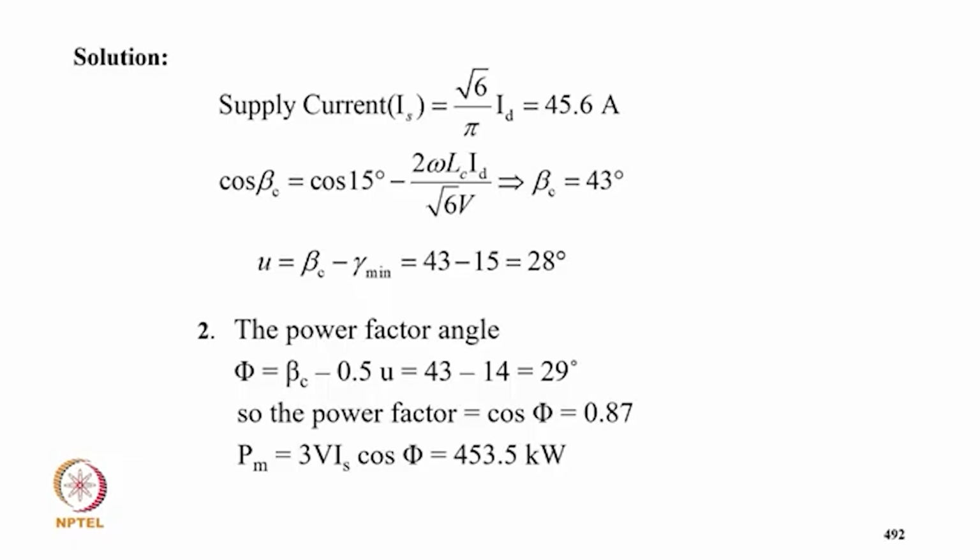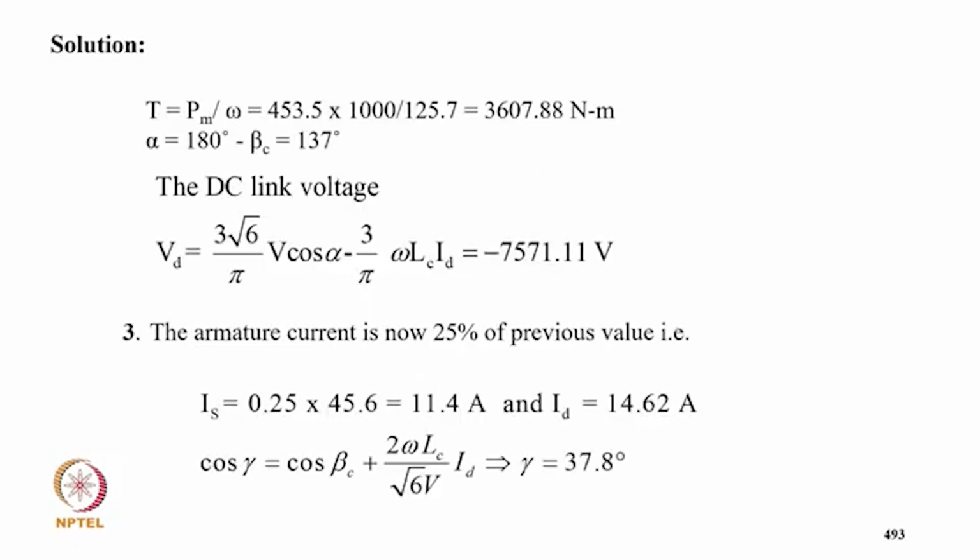The power factor angle is phi equal to beta C minus 0.5 mu, that comes to 29 degrees. So power factor is cos phi, 0.37. PM equal to 3 V I cos phi, that is 453.5 kilowatt, and T equal to PM upon omega, so it comes to 3607.8 Newton meter. Alpha equal to 180 minus beta C, that is 137.